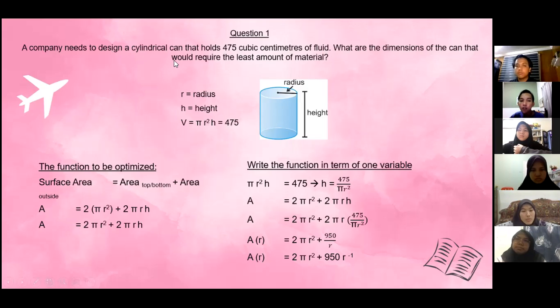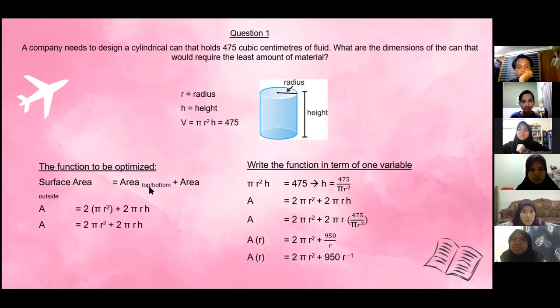The formula for the volume of a cylindrical can is V equals pi r squared h. So we get the first equation: the volume of the cylinder, V equals pi r squared h equals 475 cubic centimeters. Next, the function to be optimized is the formula of surface area, which is area top or bottom plus area outside. So the equation is 2 pi r squared plus 2 pi r h.